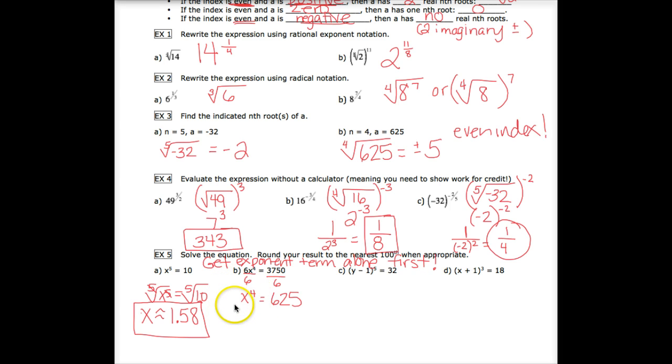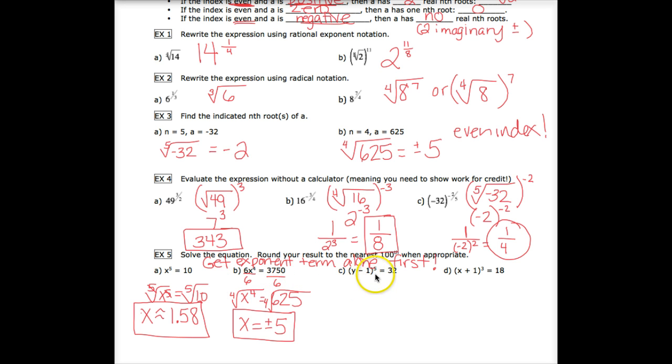So to get this x to the 4th gone, I need to take the 4th root on both sides. So x equals, again, because it's an even index, I need the plus or minus. Fourth root of 625 is 5. So positive and negative 5 would both be solutions. And again, you can see the difference. If you plug in this for x here, 1.58-ish is the only thing you can plug in. But here, you could plug in negative 5 for x or positive 5 and still get it to work.